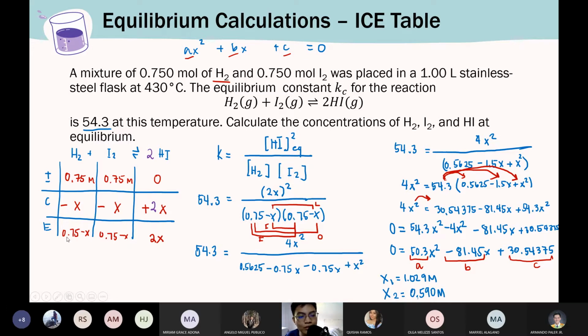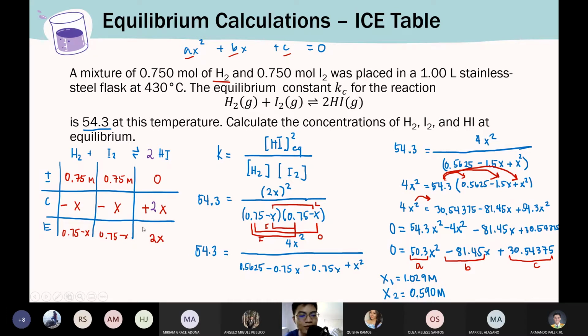So if you subtract 1.029 from 0.75, it will be a negative value, di ba? So 0.75 minus 1, edi negative 0.25. The question is, is there a negative concentration? Wala. There is no negative concentration. 0, pwede pa. Pero when it comes to negative concentration, hindi pwede. So that's why, as early as now, we can say that x1, we should eliminate this.